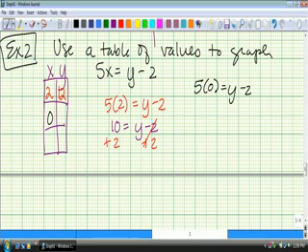What's 5 times 0? 0. Then how do I solve for y? Plus 2, on both sides. So what is y? y equals 2. 2 equals y, it's still the same thing. Okay, so I have a second point.